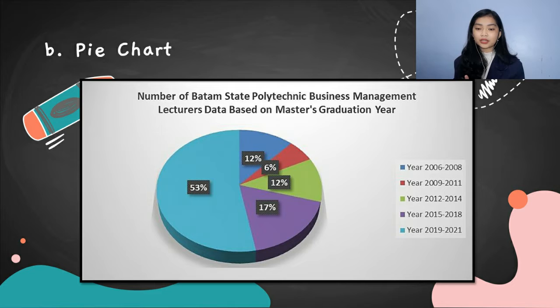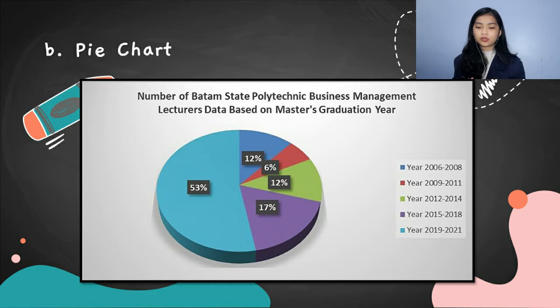The second major number we can refer from this chart is the year 2015 until 2018. There are about 17% of business management lecturers that graduated in these years. This number is illustrated by the purple slice, and 6% of the lecturers got their master degree in the year of 2009 until 2011, which is the least number of lecturers compared to other years. This percentage is presented by the red slice, located between the blue and the green slice.